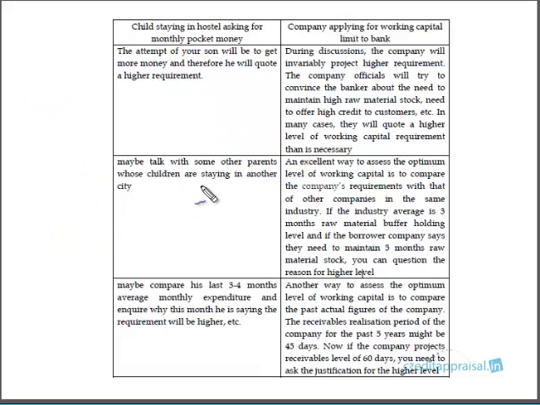So in the case of this child, studying in a different city, one way in which you can arrive at the correct amount of living expenses is to talk to parents of children who are staying in another city. Maybe one of your colleagues has a son who's also studying, maybe not in the same college, but in a different city. So you get a rough idea of what the monthly expense is. This is a very good method of arriving at an approximate level of monthly expenses.